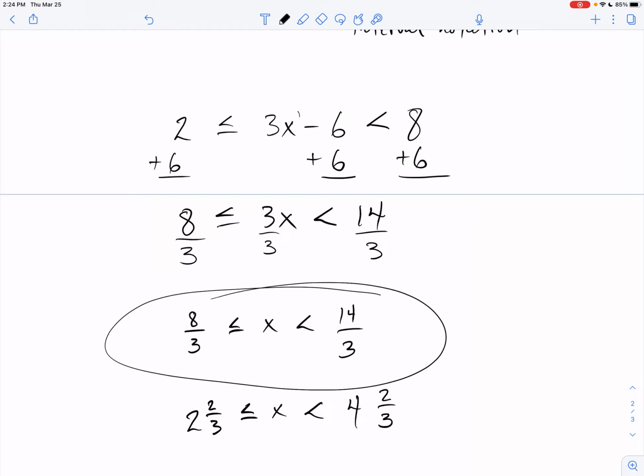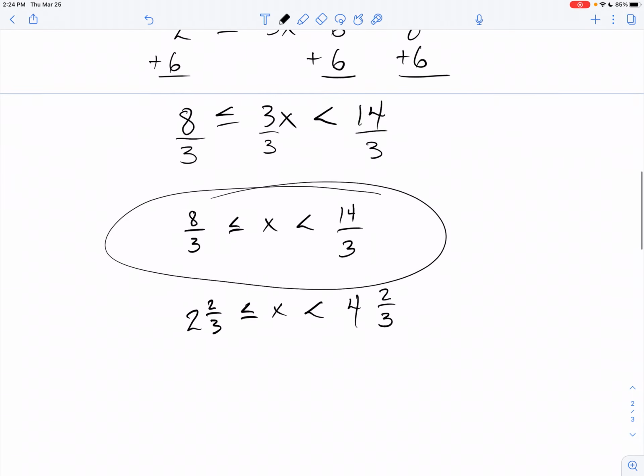But if they ask you to express this in interval notation, instead of writing all this x between here and here, you could just simply say 2 2/3 is the tiniest number, comma, 4 2/3 is the biggest number. Since this has the potential to be equal to it, we use a bracket. And over here, we would use a parenthesis, because it does not have the potential to be equal to that.